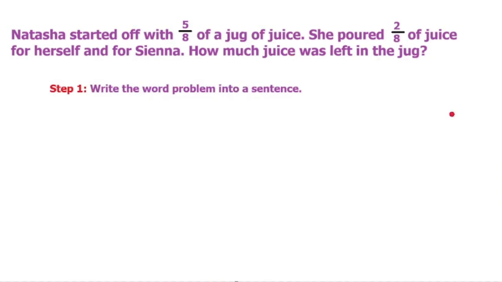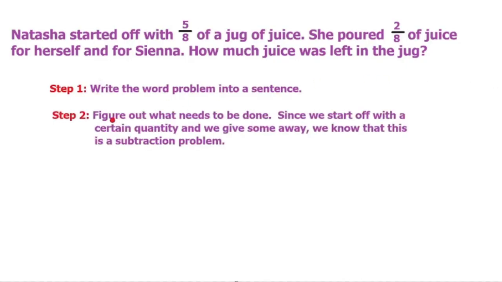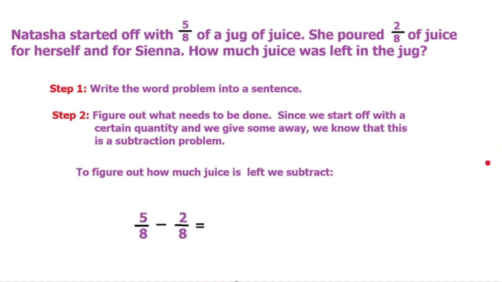So to do this problem, the first step is to write the word problem into a sentence, and you need to figure out what it says, right? Figure out what needs to be done. Since we start off with a certain quantity and we give some away, we know that this is a subtraction problem, right? We start off with 5/8, we get rid of 2/8, so what's left? To figure out how much juice is left, we subtract. So here's a subtraction. 5/8 minus 2/8.